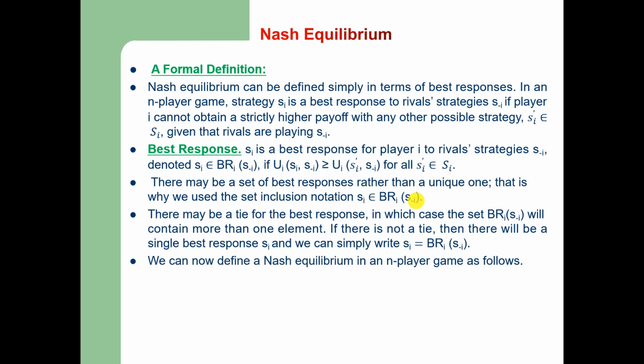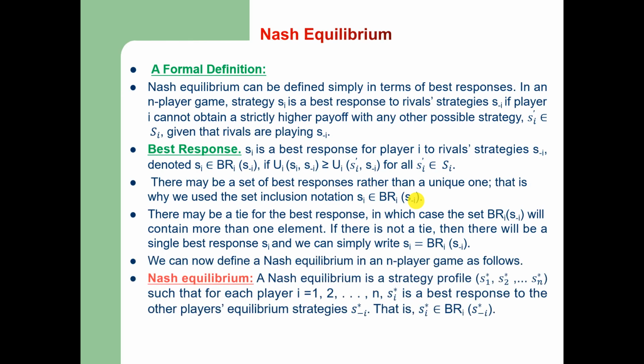We can now define the Nash equilibrium in an n-player game as follows. A Nash equilibrium is a strategy profile including S1 star, S2 star, up to Sn star, such that for each player i, where i varies from 1 to n, S_i star is the best response to the other players' equilibrium strategies S star sub minus i, that is, S_i star is included in the best response.